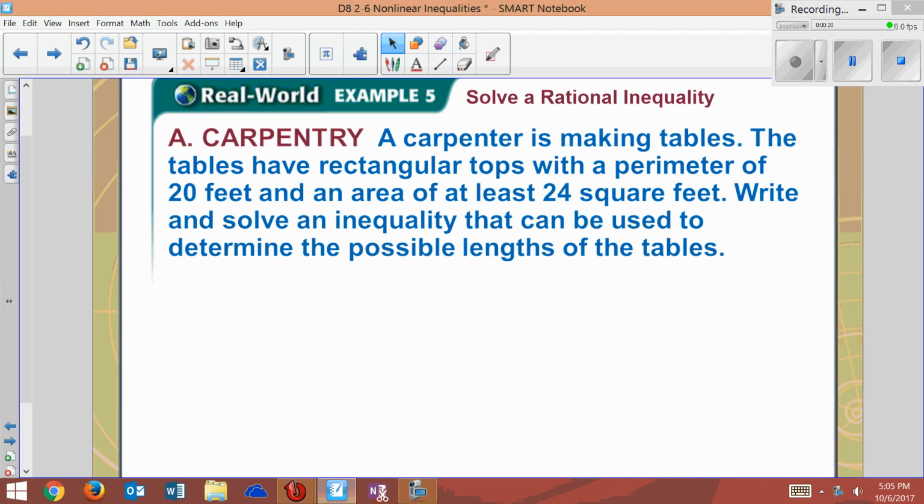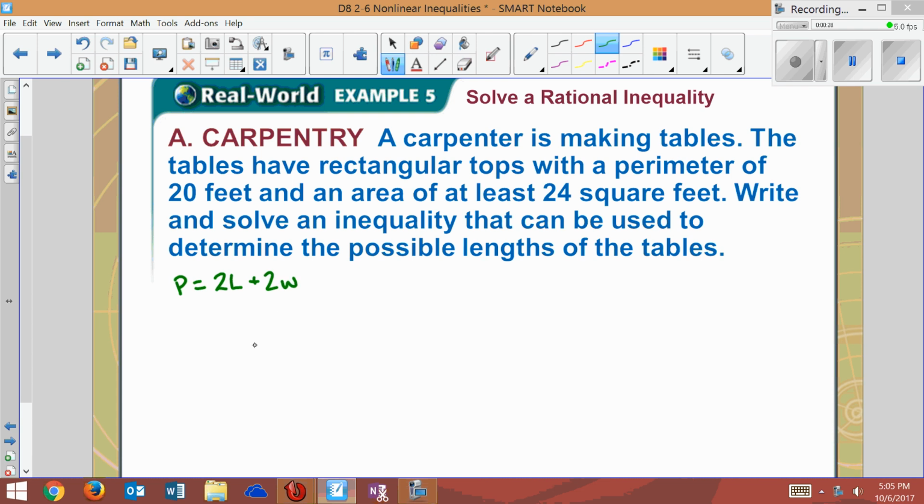So here's how you do this. First, you need to write out the equations. Now remember, perimeter for a rectangle is 2 times your length plus 2 times your width. The area for that same rectangle is length times width. So how we're going to solve these is we're going to plug in some information and substitute one equation into the other. So what do we know so far?